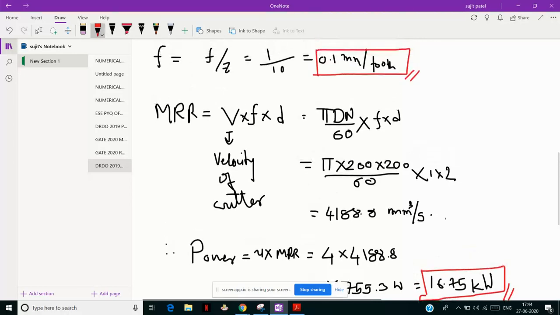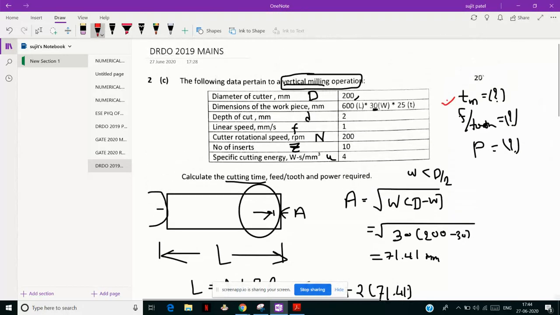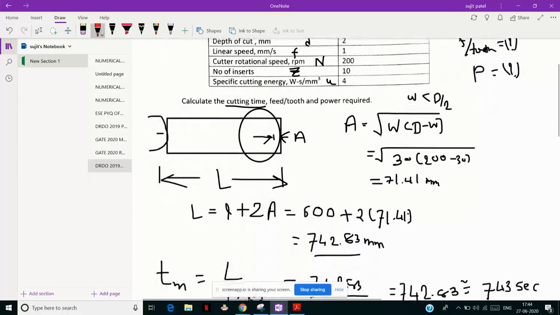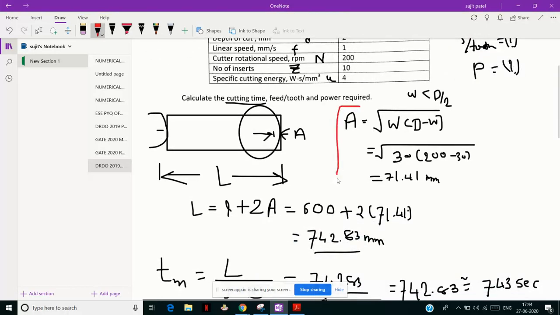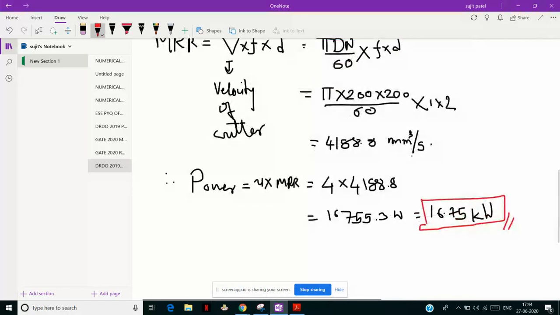So guys, you have seen how easily we can solve this numerical, and we can get say 20 marks. The main point here is this approach length, because if it is slab milling, then the approach length will be different. I hope you understand this.